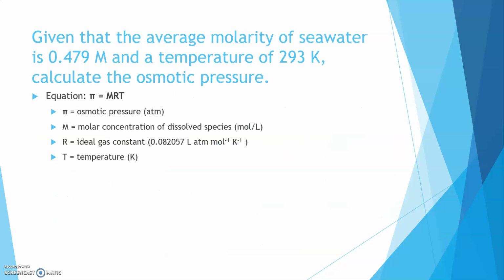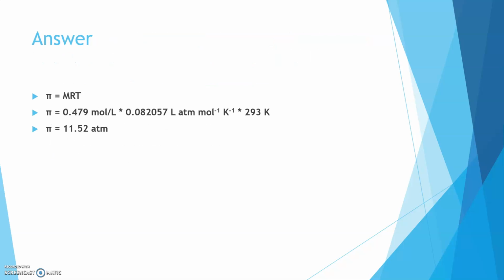Let us do a small problem related to the osmotic pressure. Given that the average molarity of seawater is 0.479 and a temperature of 293 Kelvin, calculate the osmotic pressure. Here, the information provided is the concentration of the water, that is 0.479, and temperature. The equation is pi equal to MRT. The M value is 0.479, T value is 293, and R is the ideal gas constant. Let us apply all these values in the formula. Finally, it ends up with the osmotic pressure of 11.52 atm.